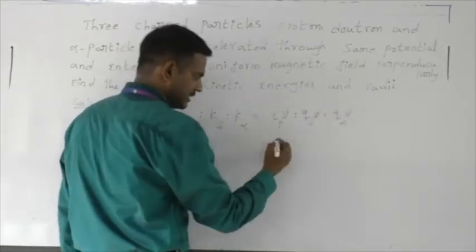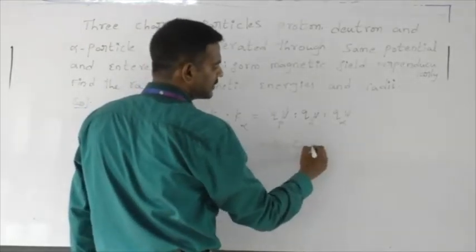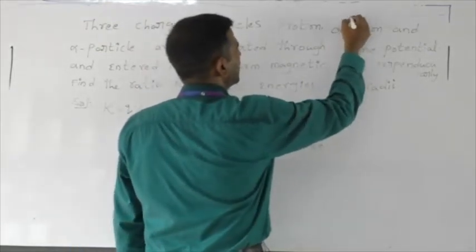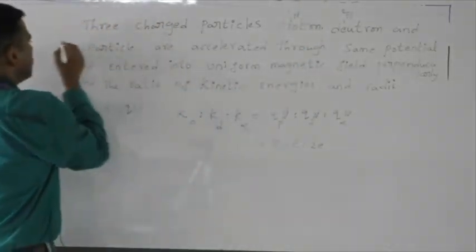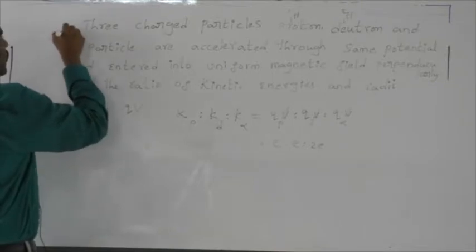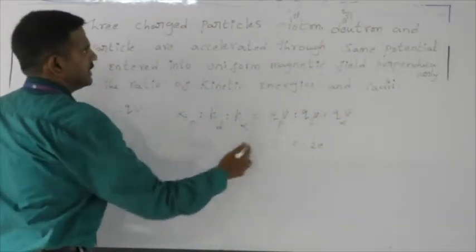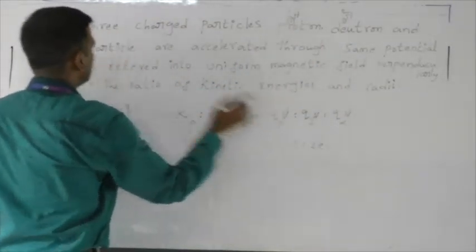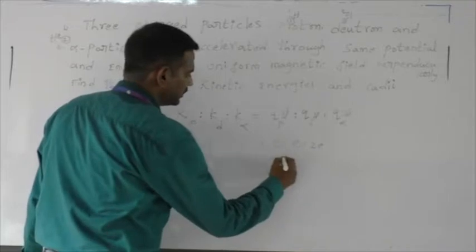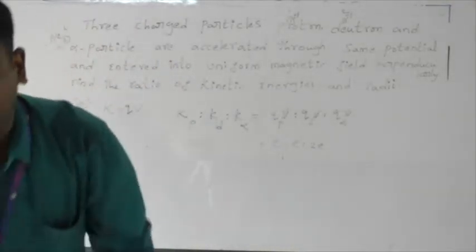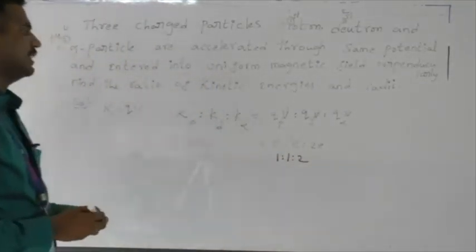What's the charge on the proton? Generally, it will be e. The charge on the neutron is also e only. The charge on the alpha particle is 2e. Because the neutron is nothing but H 1 2, the proton is nothing but H 1 1, and the alpha particle is nothing but helium 2 4. Therefore, the charge on the neutron is nothing but 1, that's why I have written e, just like a proton. And the charge on the helium particle is nothing but 2e. So their ratio will be 1:1:2. This is the ratio of the kinetic energies.